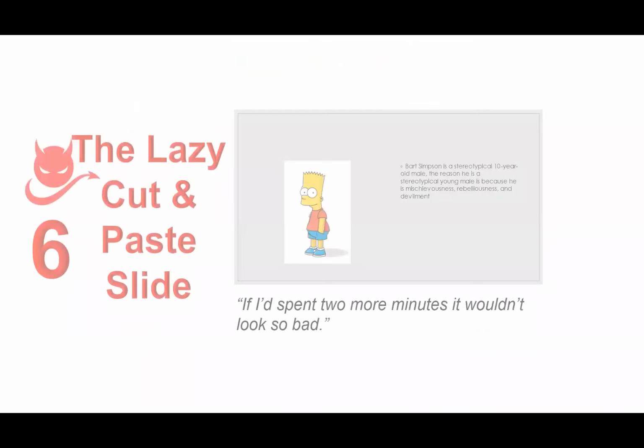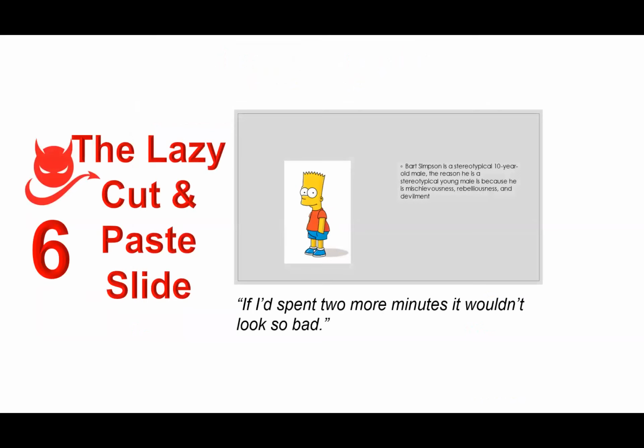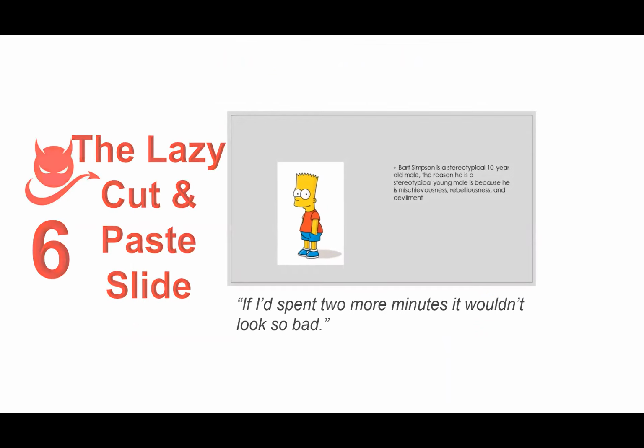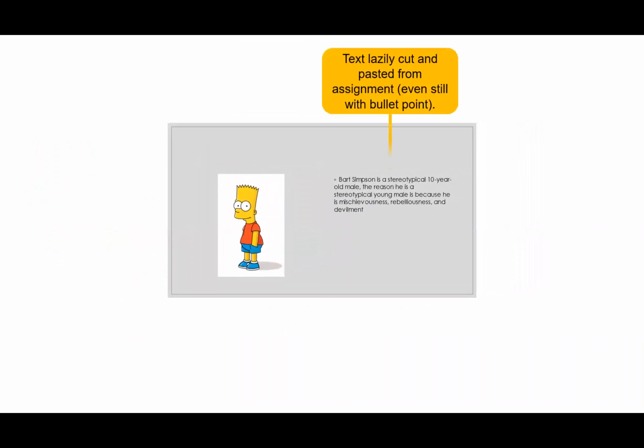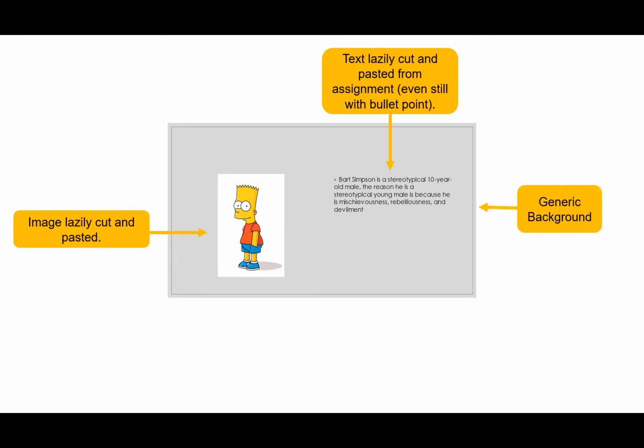Deadly slide number 6, the lazy cut and paste slide. Slides like this have been quickly put together with an image and some words. The text is just cut straight from the assignment, even still with the bullet point. The image has been quickly cut from somewhere on the internet and just copied in. And the generic background adds nothing and just makes the text harder to read. It can easily be made to look much better with just 2 minutes of effort.